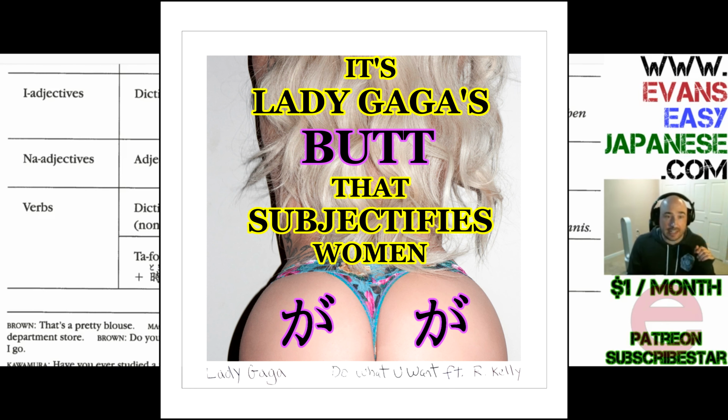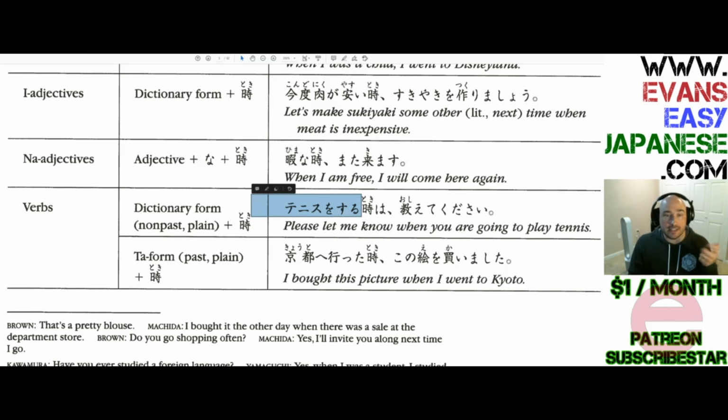So that's the subject. Lady Gaga's butt subjectifies women. Tennis o suru. He does tennis. He plays tennis. Suru's play here. And notice how Jimmy plays tennis is modifying a noun, toki. It just goes right into that toki, doesn't it? Okay, so toki is like the time, or really we just translate it as when. Let's just translate it as when here.